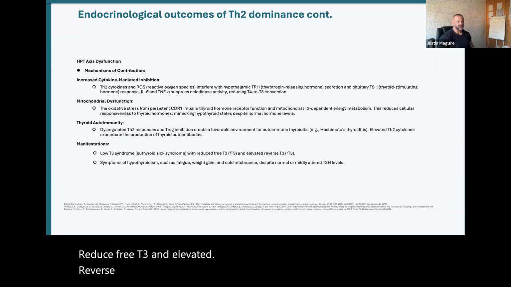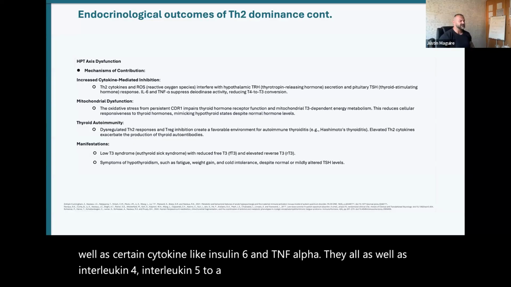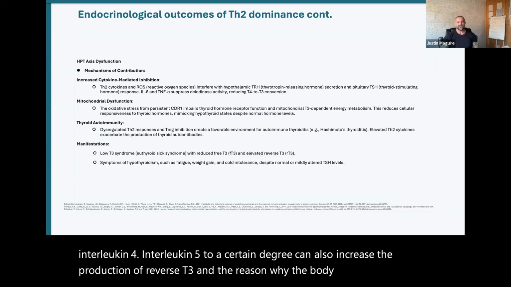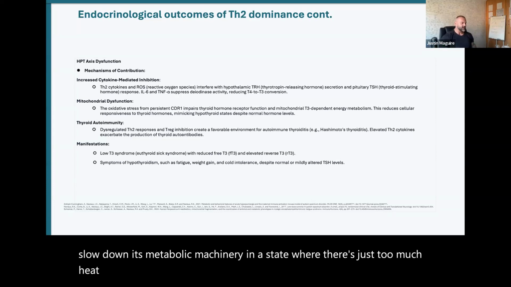Hypercortisolism is quite notorious for increasing reverse T3, as well as certain cytokines like interleukin 6 and TNF alpha. They all, as well as interleukin 4 and interleukin 5 to a certain degree, can also increase the production of reverse T3. And the reason why the body does this is to try and slow down its metabolic machinery in a state where there's just too much heat, because inflammation is not controlled effectively.